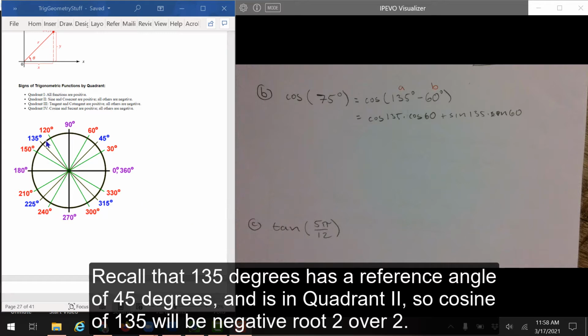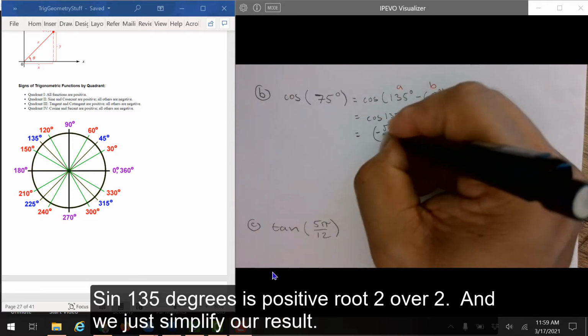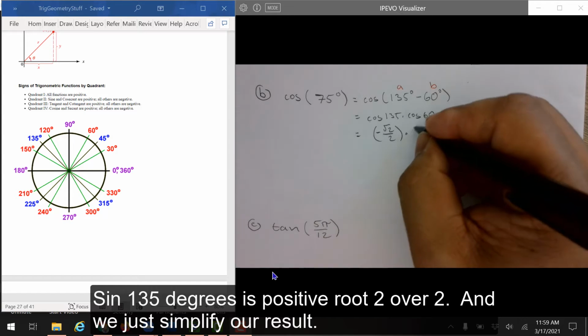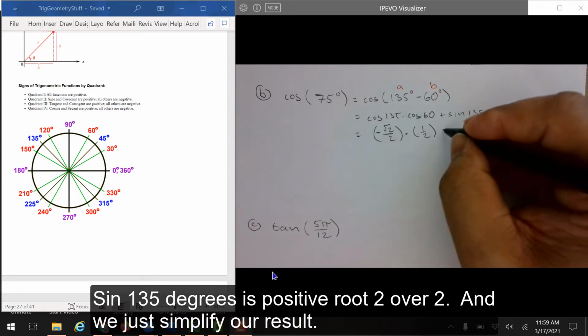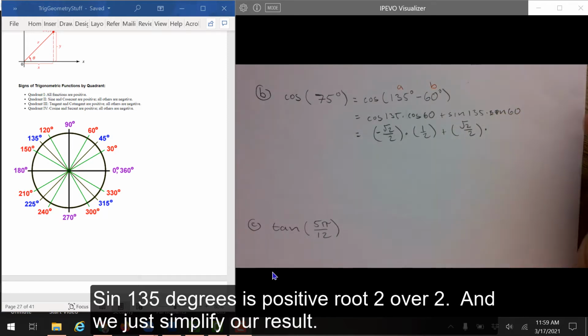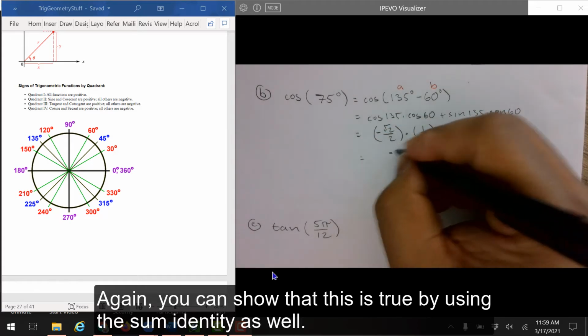Recall that 135 degrees has a reference angle of 45 degrees and is in quadrant 2. So cosine of 135 will be negative root 2 over 2. Sine 135 degrees is positive root 2 over 2, and we just simplify our result. Again, you can show that this is true by using the sum identity as well.